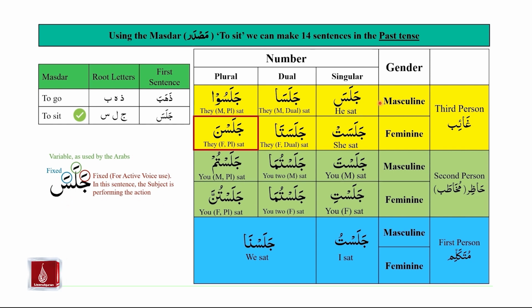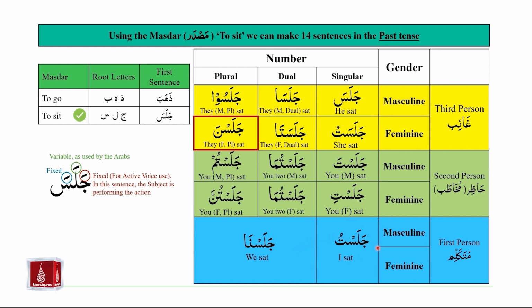We have the following table: jalasa, jalasa, jalasu, jalasat, jalasata, jalasna. Please note that at the 6th cell, the pattern will change. Jalasna, jalasta, jalastuma, jalastum, jalasti, jalastuma, jalastunna, jalastu, jalasna.